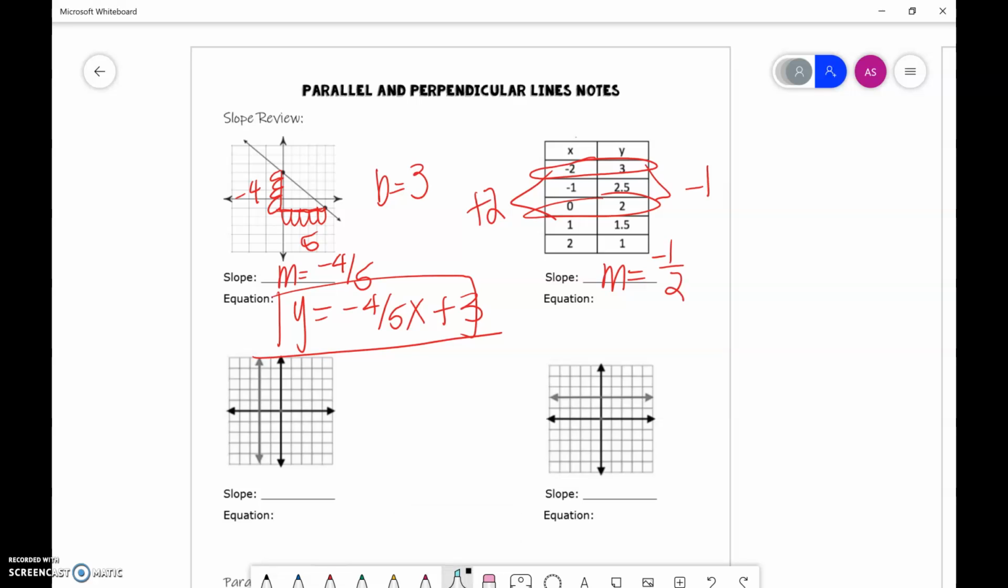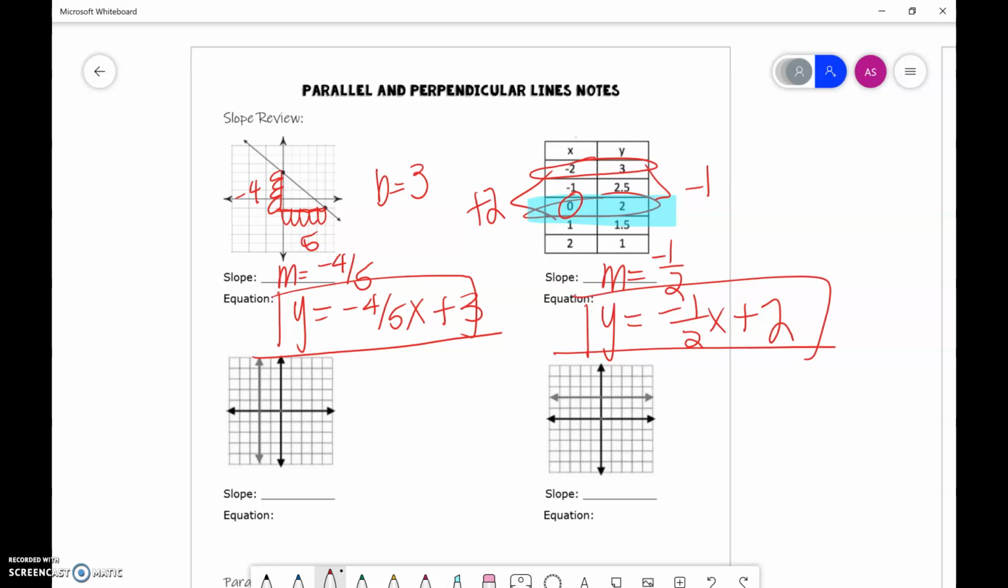Then if we look, they actually gave us the y-intercept there. I know that because I have an x value of 0. So my equation is going to be y equals -1/2 x plus 2.